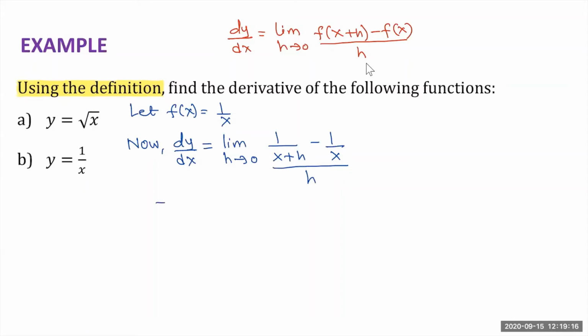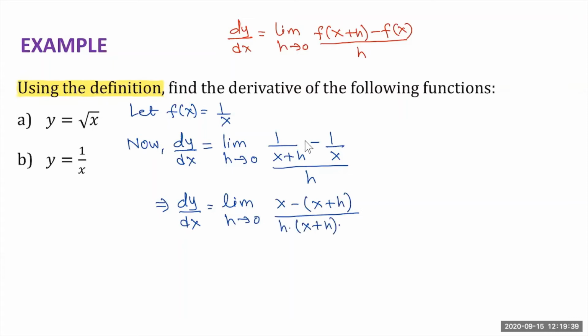So if I simplify this, dy over dx is equal to the limit as h approaches 0. If I simplify the fraction, it will be x minus x plus h divided by h times x plus h multiplied to x. Let me check it. Yeah, that's correct. So when you simplify this fraction, this is what you'll get.